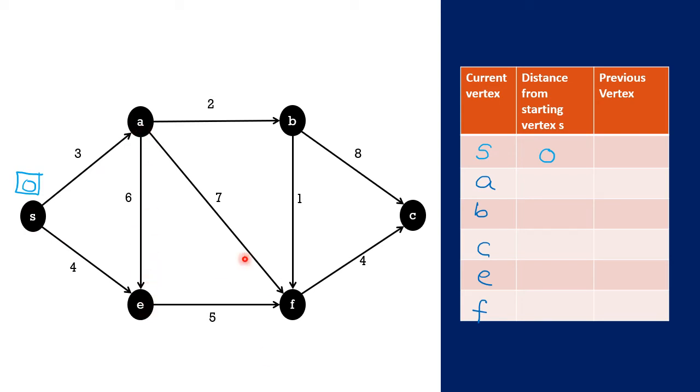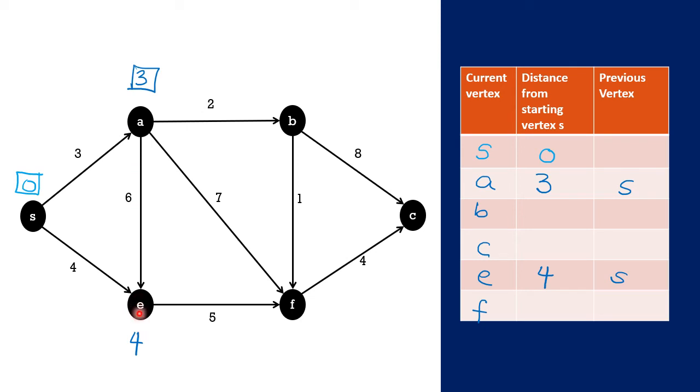And then let's write the distance. The distance of A from S is 3, and this one here is 4. Correct? So the distance of A is 3, E is 4. The previous vertex is S, right? Then what do you do? Choose the smaller number, which is 3, and then you box it. Now, again, look at the neighbors which are not yet boxed. That's B, F, and E. Correct?